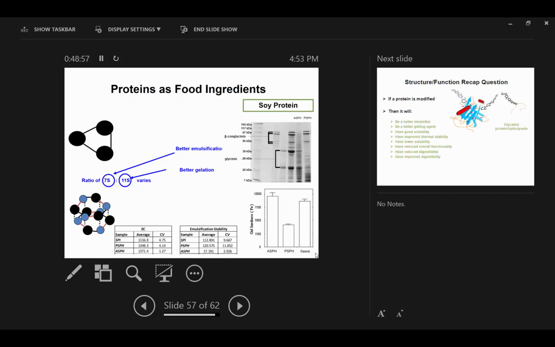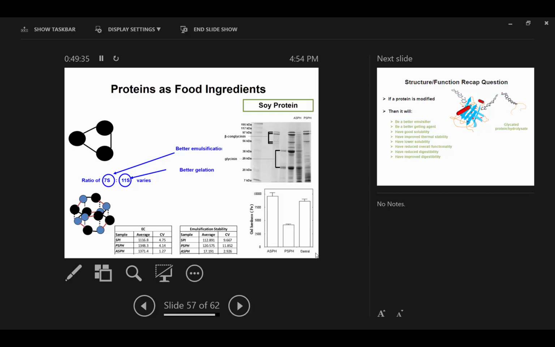Here we looked at the emulsification capacity, we talked about that last time, and stability. Emulsification capacity is how many grams of oil 1 gram of protein can emulsify. When we hydrolyzed with pepsin or alcalase, we increased the emulsification capacity, but when we looked at stability, you can see the one that was alcalase hydrolyzed has much lower stability. Alcalase hydrolyzed beta-conglycinin, the 7S. So when we broke it down, you lost stability.